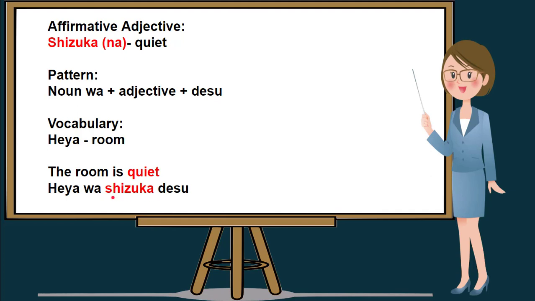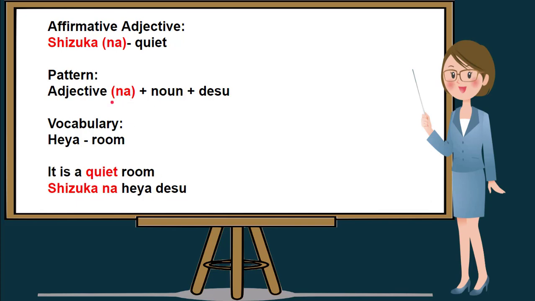Take note that with this na adjective, we drop na. In this kind of sentence, we do not use na because the noun is at the beginning of the sentence. We will only be using adjective plus na if it's followed by a noun. But if the noun is at the beginning of the sentence, we drop na. The room is quiet in Nihongo is Heya wa Shizuka desu.